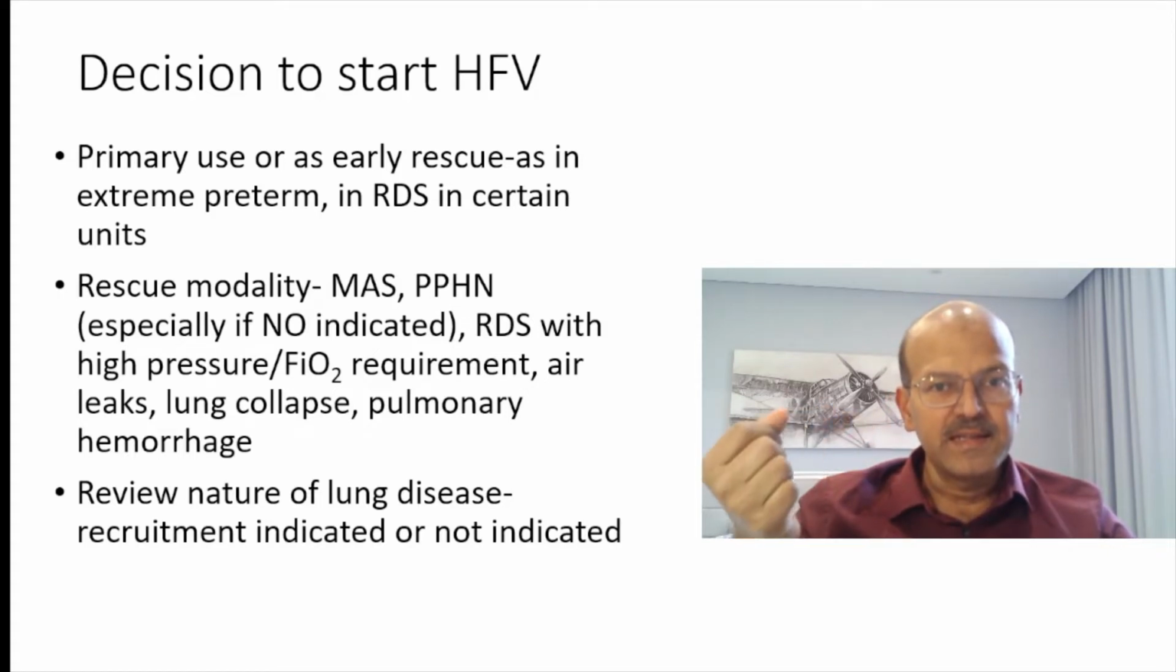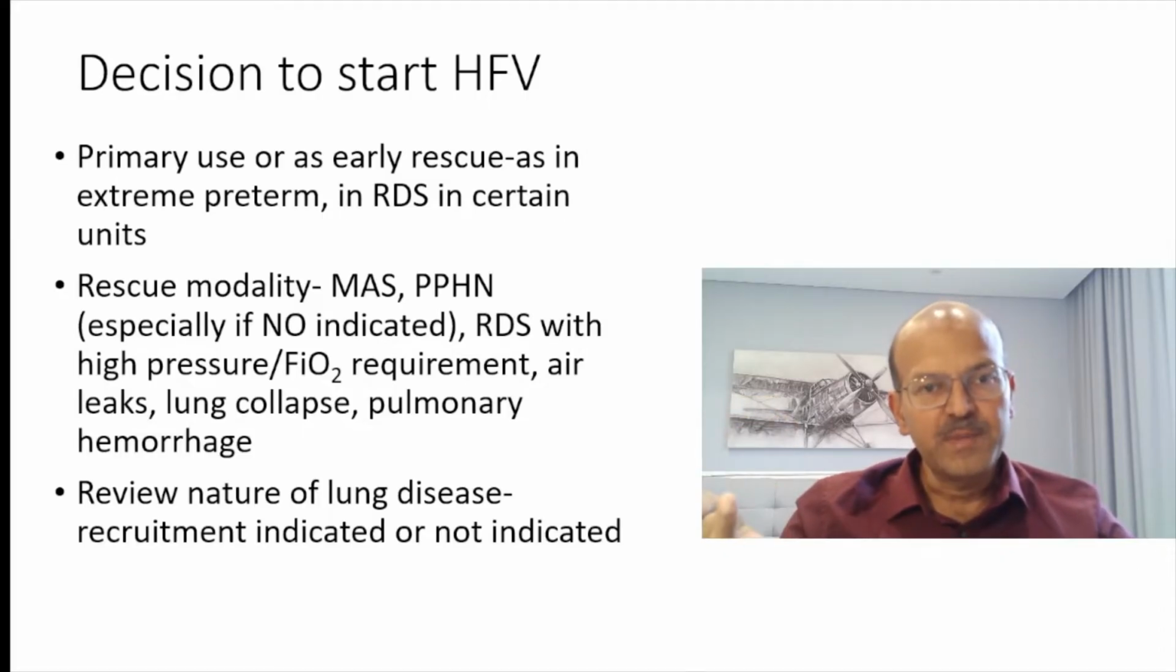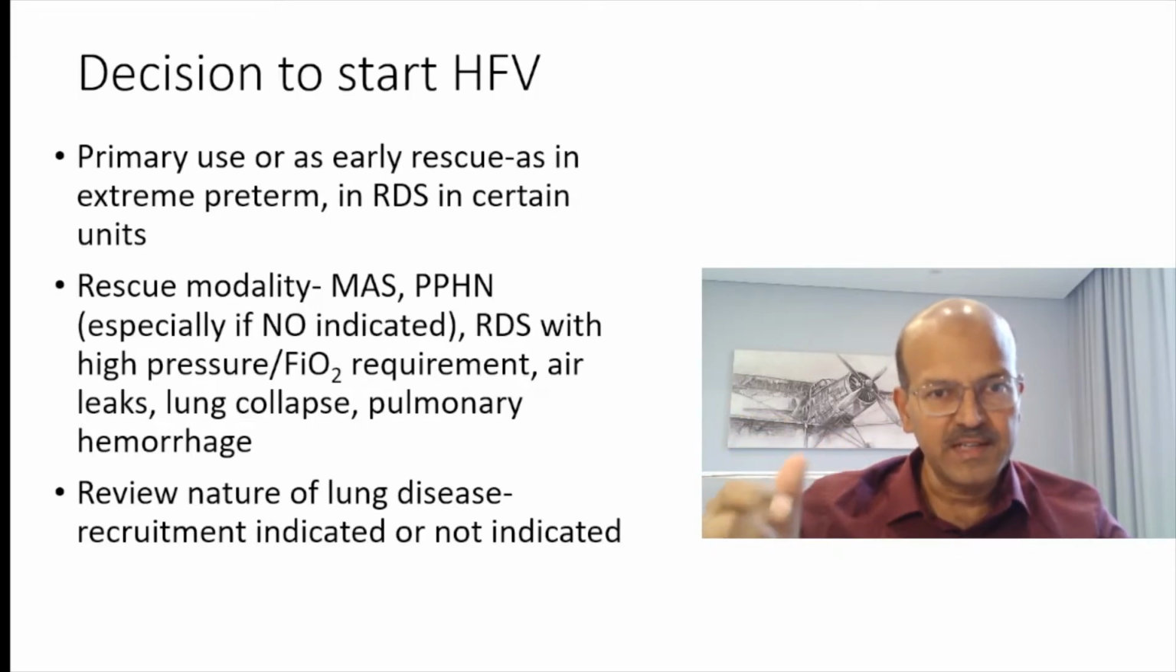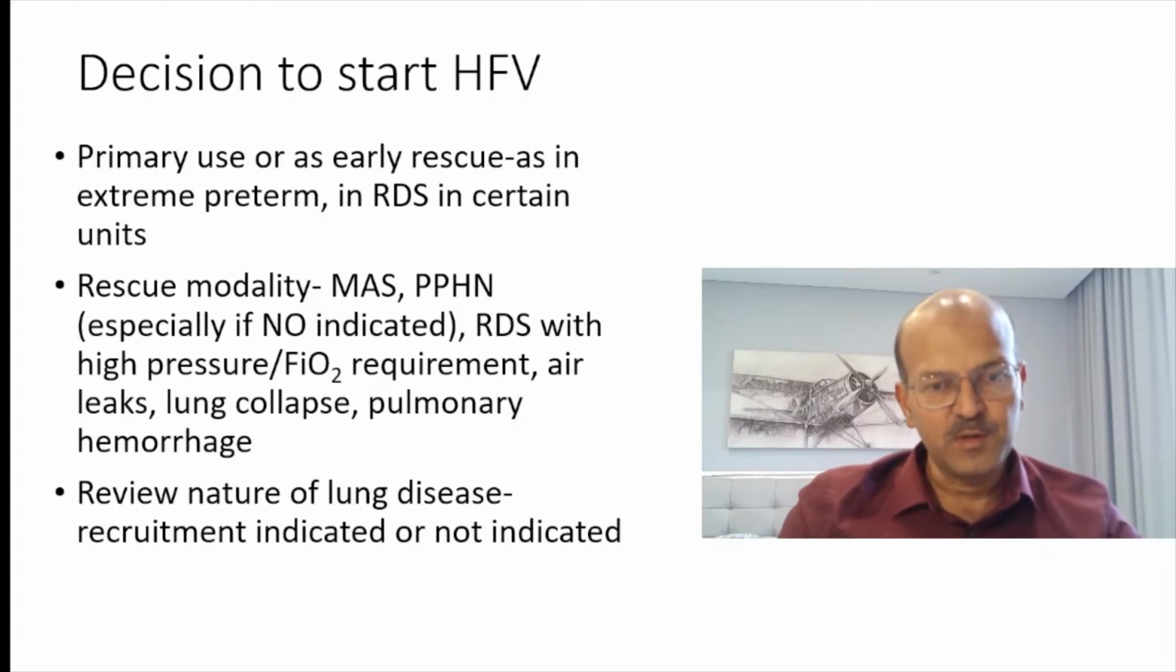Early rescue is a better lung protective strategy, similar to early surfactant therapy, and it can be considered as an early rescue in RDS where you have a high pressure or oxygen requirement, meconium aspiration syndrome with a high oxygen requirement, and in this setting we may have PPHN as well. So remember that the FiO2 target depends on whether there is PPHN or not, so echocardiography is important as well.